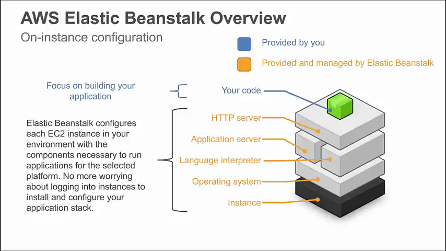Let's take a look at how the AWS Elastic Beanstalk service works. The service provisions the EC2 instance or instances with the proper operating system and application and web server software to support your code, so you don't have to worry about installing and configuring servers and can instead focus on your application. There is no need to SSH or RDP into your server to set up your application environment. Just focus on your code and your application.